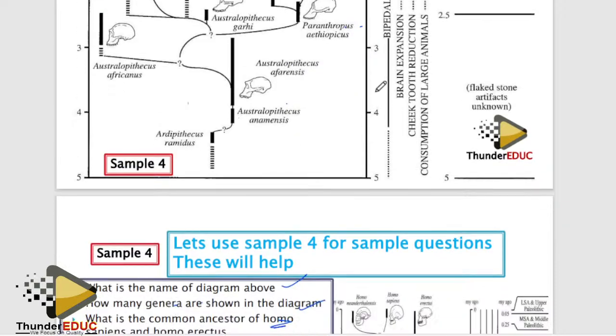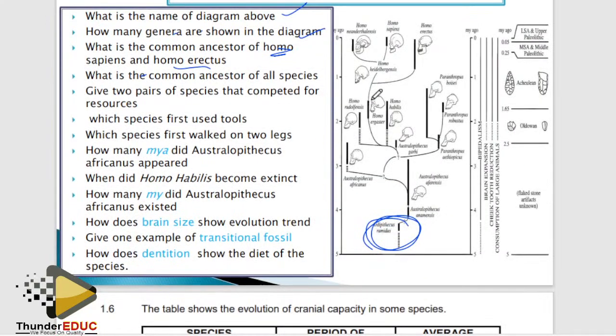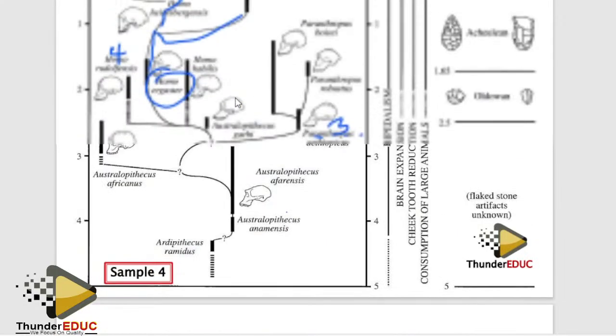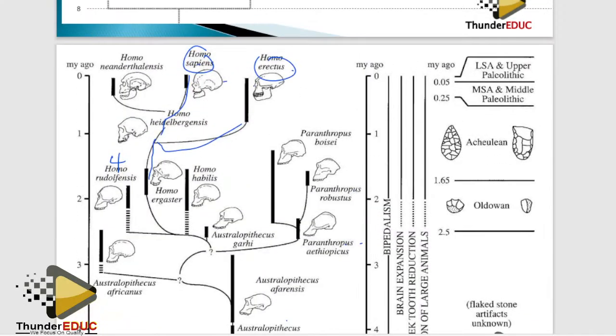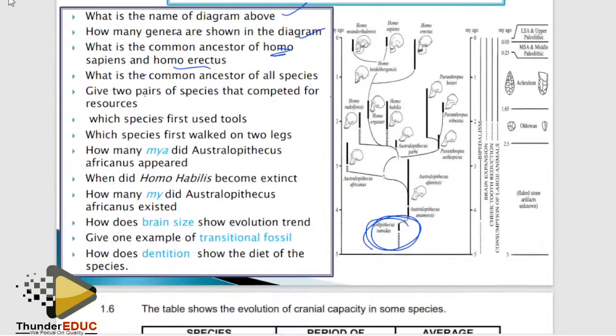Then the next one, they're asking you to give 2 pairs of species that competed for resources. When they say 2 pairs of species that competed for resources, they're talking about 2 species which lived at the same time. For example, you just choose. If I draw a line here, I will see that these species existed at the same time. So you just look at the species which existed at the same time. Then name 2 species that competed.